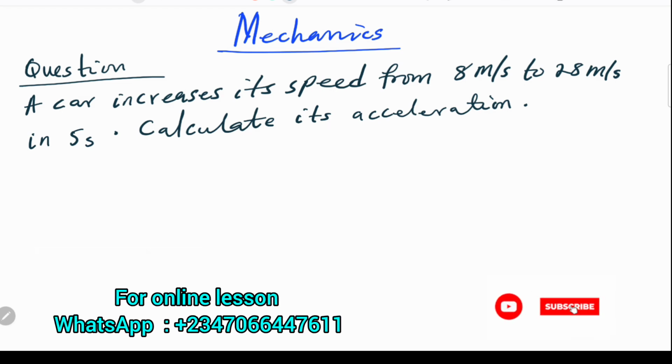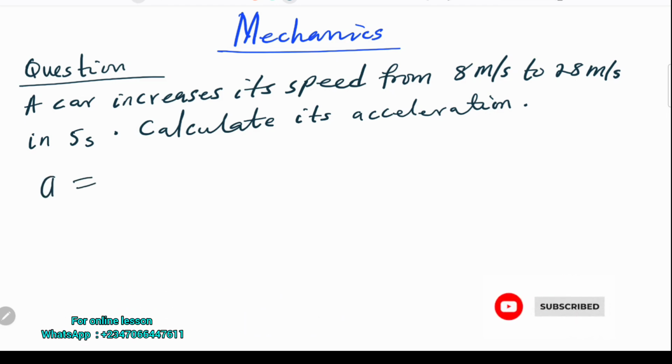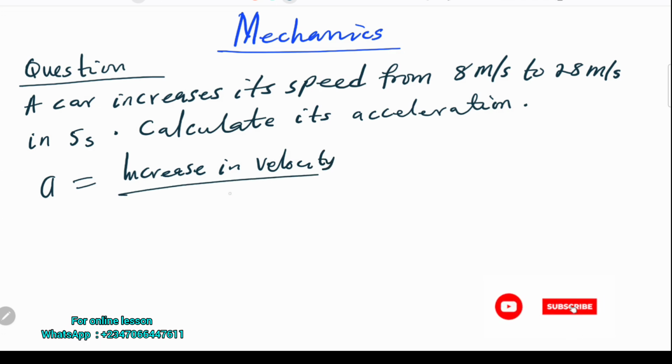Now, acceleration is defined as the increasing rate of change of velocity with respect to time. That is to say, acceleration is equal to the increase in velocity all over time. So this is the definition of acceleration: the increasing rate of change of velocity with respect to time.